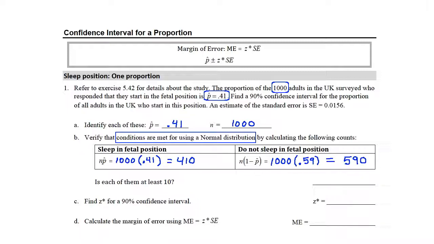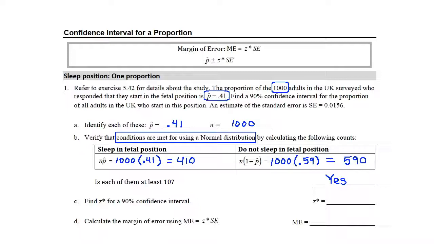So don't think that you always need to use these exact formulas when you're checking conditions. It's really about the counts in the group that you are counting and the counts in the group that you are not counting that we want to both be at least 10. Here we can clearly answer yes because both of these are much greater than 10.